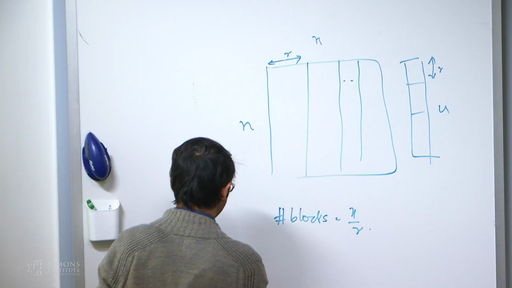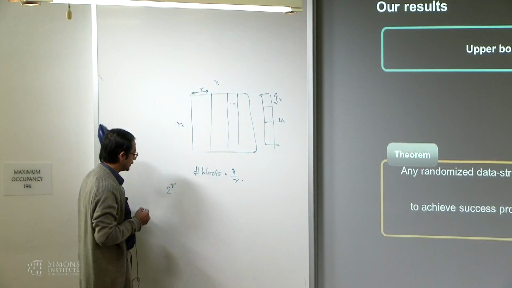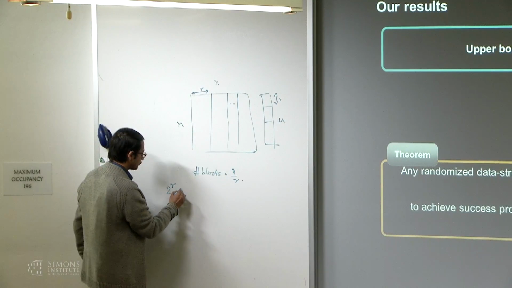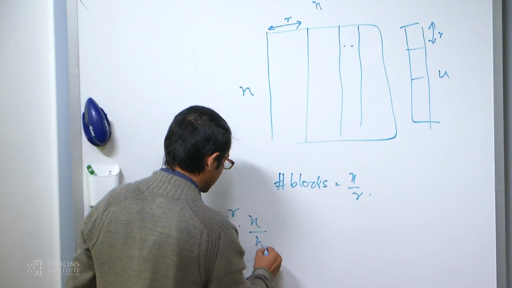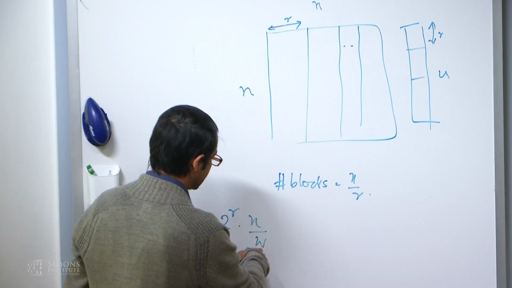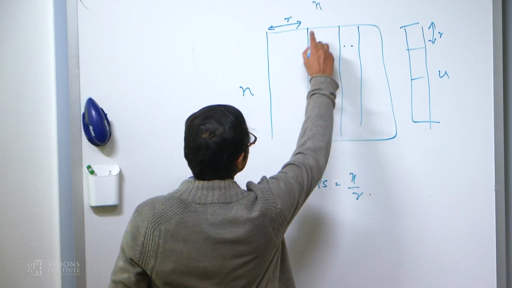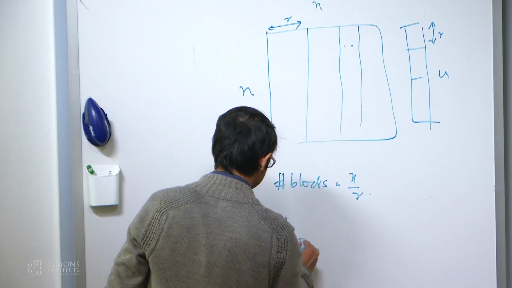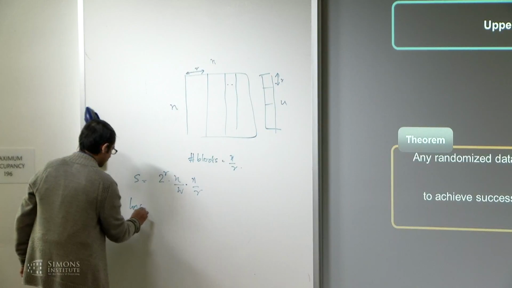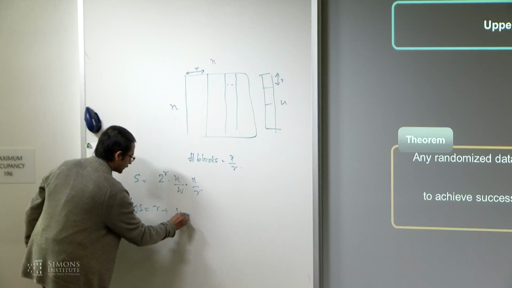So for each one of them, I have 2 to the r linear combinations possible, and each linear combination is an n-bit vector. So if I have w bits per cell, I can store them in n by w number of cells, because each cell is worth w bits, and there are such n by r blocks. So this is my space needed, right? So log of s is roughly about r plus some small order terms.